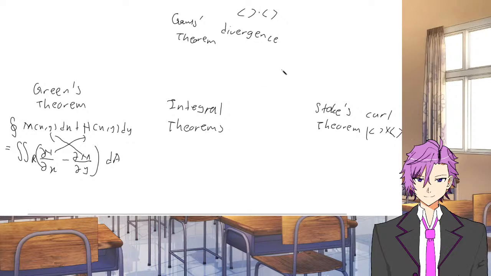Oh yeah, depending on the question, Gauss theorem is more towards triple integrals, while Stokes theorem is a double integral. Oh yeah, Green's theorem just now is also a double integral.